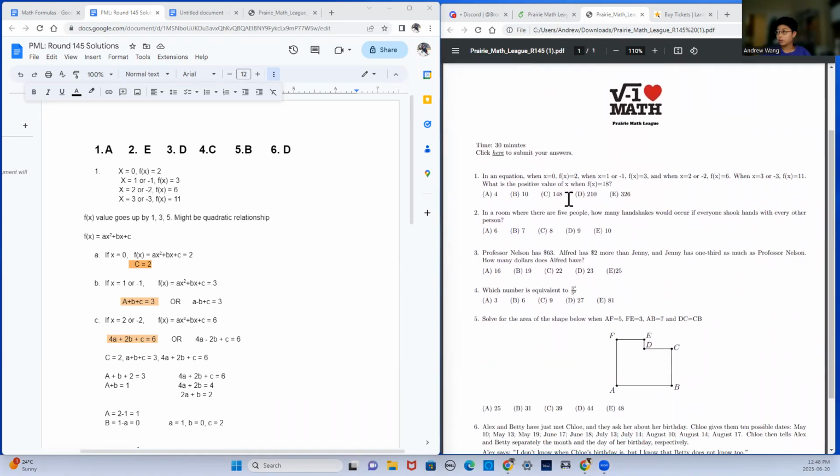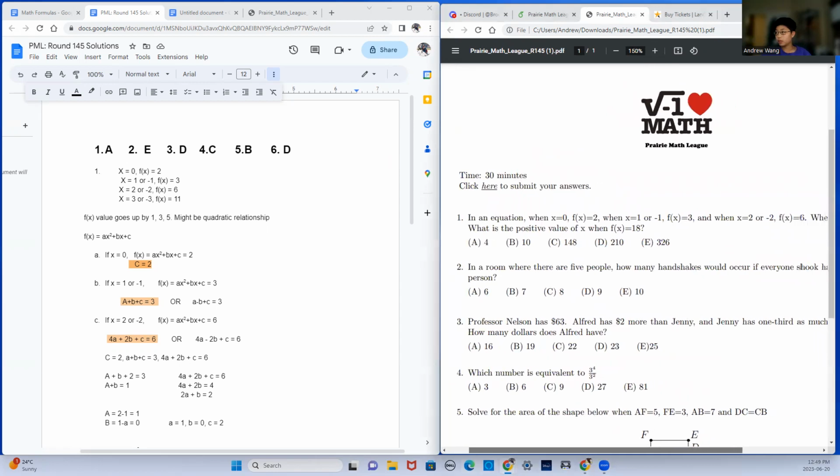In an equation, when x equals 0, f(x) equals 2. When x equals 1 or -1, f(x) equals 3, and when x equals 2 or -2, f(x), or function of x, equals 6. When x equals 3 or -3, f(x) equals 11. What's the positive value of x when f(x) equals 18? So first, we have read the question.